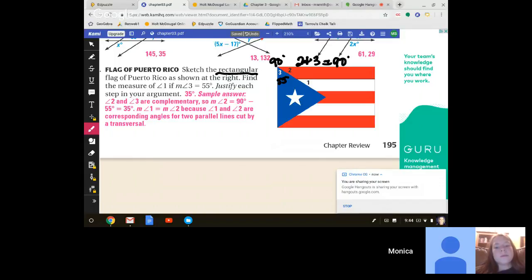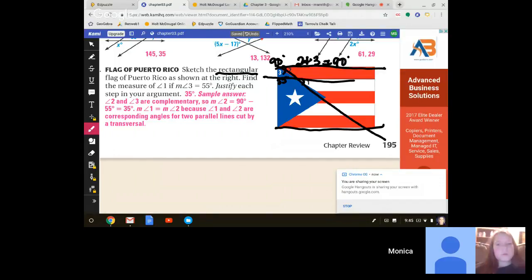And then we know that angle 1 and angle 2 would be congruent because there are two parallel lines here that are cut by this transversal. So those are corresponding angles.